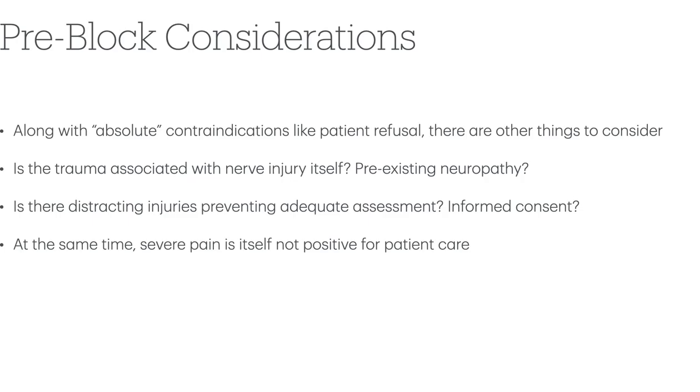And like one of the other speakers has mentioned, one of the contraindications is an uncooperative patient. So you must think about whether there are any distracting injuries that prevent you from having a proper neurological assessment before you do your block. And you must also think about the issue of informed consent. So I think it's reasonable that if you cannot have a cooperative patient, you may exclude them from being offered regional anesthesia. But at the same time, you know that severe pain is not good for overall patient care.